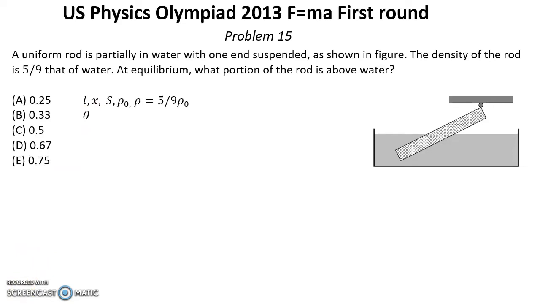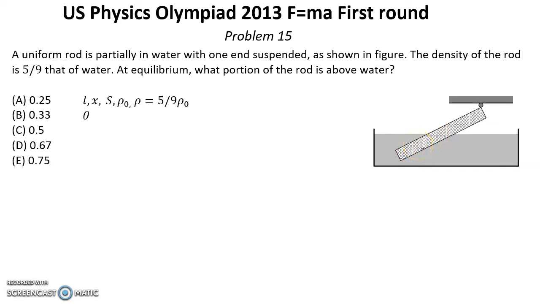Also, let theta be the angle between the direction of this rod and the horizontal. Now we can write the equilibrium equation for rotation of this rod around this point of attachment. We have the force of gravity, which is applied to the middle of this rod, and we have the buoyancy force from water, which is applied to the middle of the portion of the rod under the water.